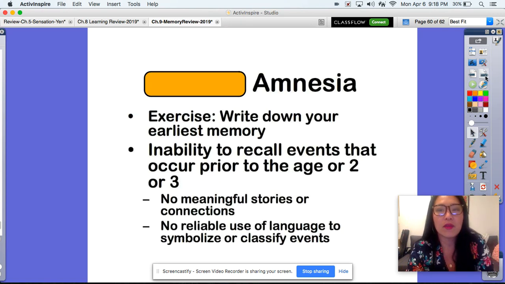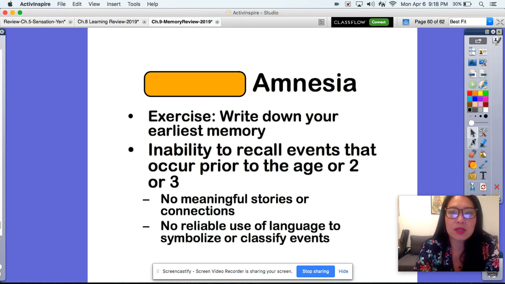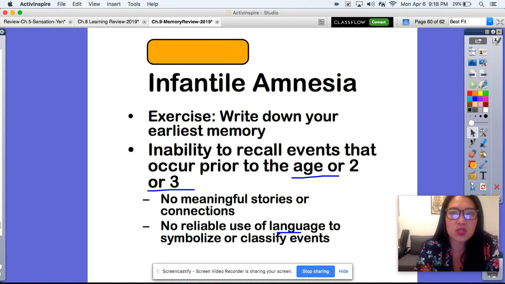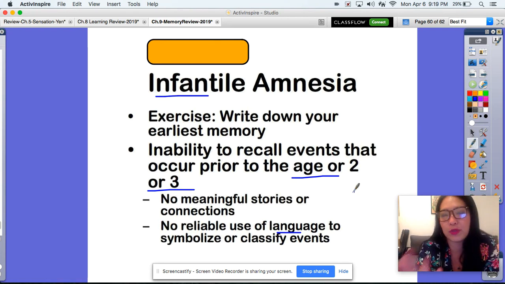All right, then we have infantile amnesia. So this is our inability to remember anything before the ages of 2 or 3. Usually we have that because there's no meaningful stories or connections for a lot of people this age. Also, the lack of language can contribute to this amnesia, which is infantile amnesia, because it looks like the word infant, so like babies. So most people have no memories before the age of 2 or 3 that they can actually remember.